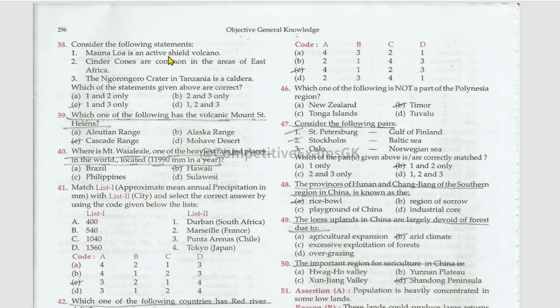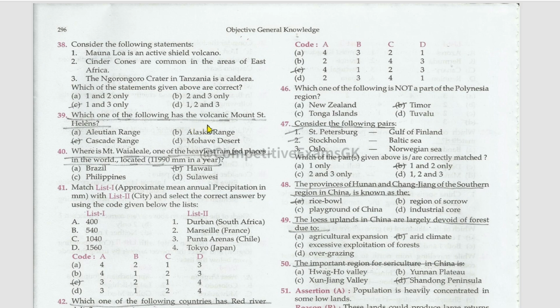Consider the following statements. Mauna Loa is an active shield volcano, right? Cinder cones are common in the areas of East Africa, no, false. Then Ngorongoro crater in Tanzania is a caldera, right? 1 and 3 are correct statements.